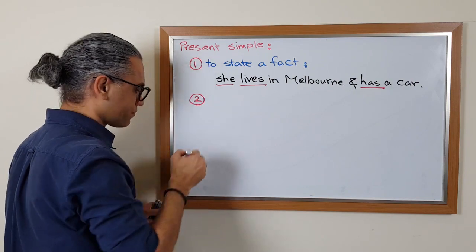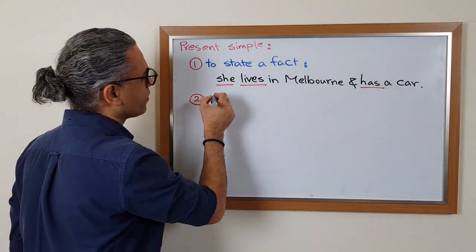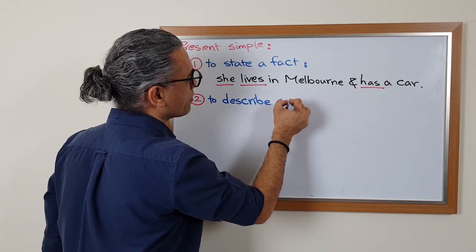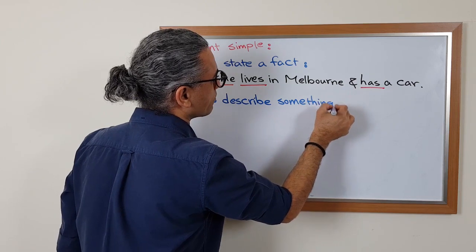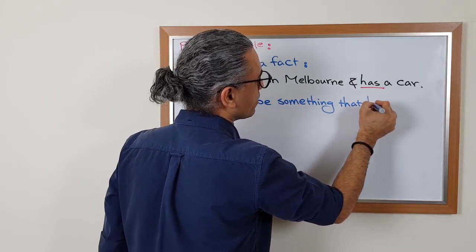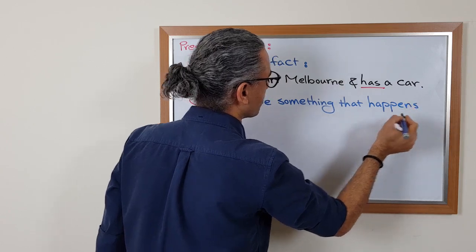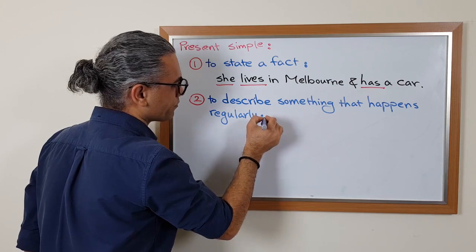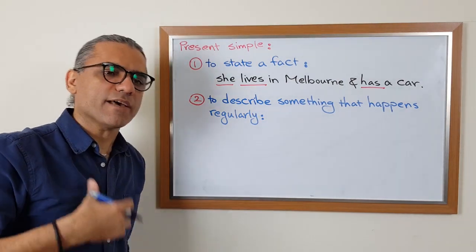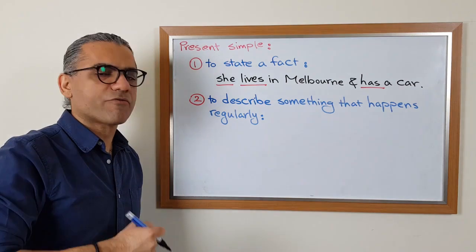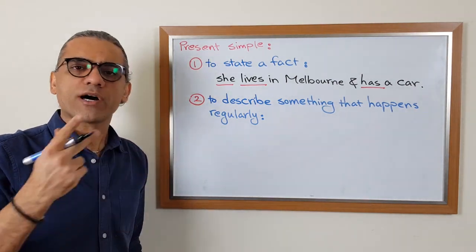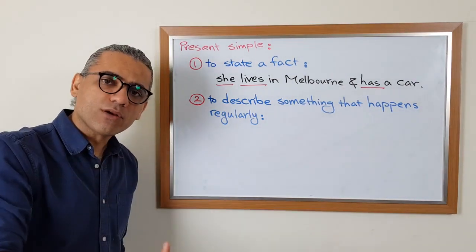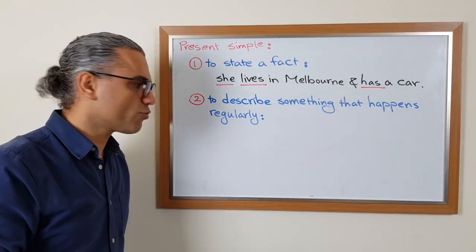Function number two, to describe something that happens regularly. Regularly, it means like every day, every hour, every other day, every week, twice in a month, once in a century. Whatever that happens on a regular basis, or regularly or frequently.